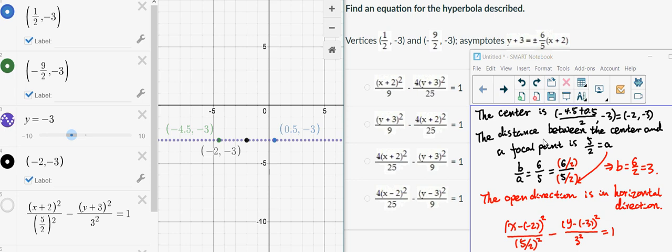Now, what we want to do is find out the a value. You see, the center is (-2, -3) here. The a value should be the distance between the center and one of the vertices. And we can see here from the center to one of the vertices is 2.5. So the a value is actually 2.5, which is 5/2. So you know the a value.